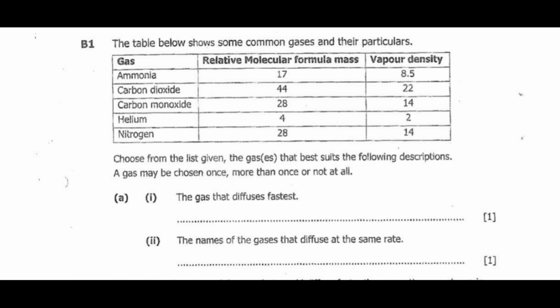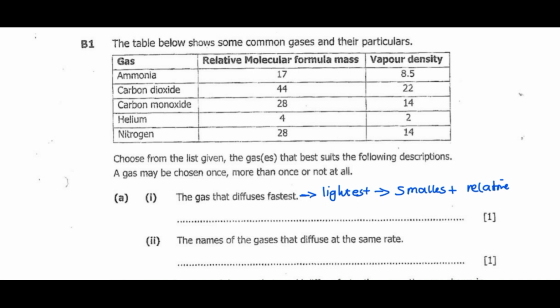So for A, Roman numeral 1, the gas that diffuses fastest. If you want to determine the gas that has the ability to diffuse fastest, you need to look at the gas that is the lightest. So how do you know that this one is the lightest? You need to look at the gas with the smallest relative molecular mass. So that is the key.